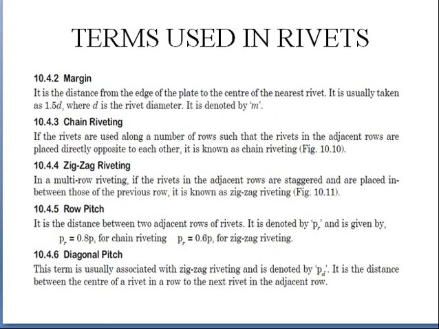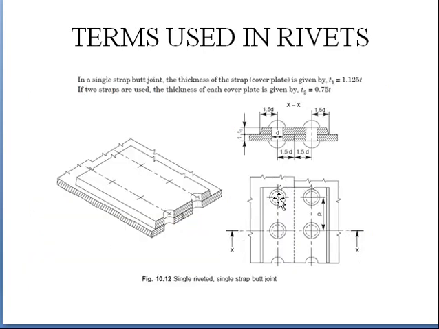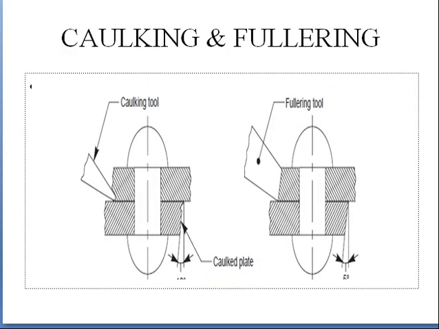Next one is diagonal pitch, PD. The diagonal pitch is the distance between this rivet and this rivet, in the case of a row, this rivet and this rivet. So that is about the diagonal pitch. These are the different types of rivets. Next one is caulking and fullering.